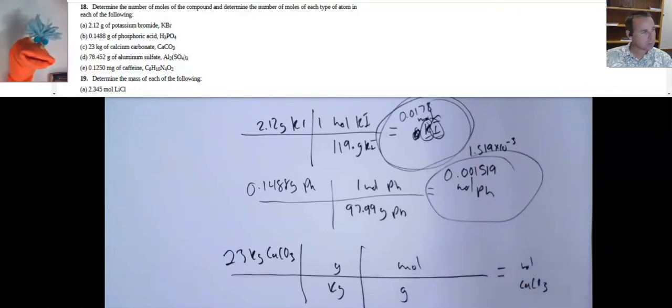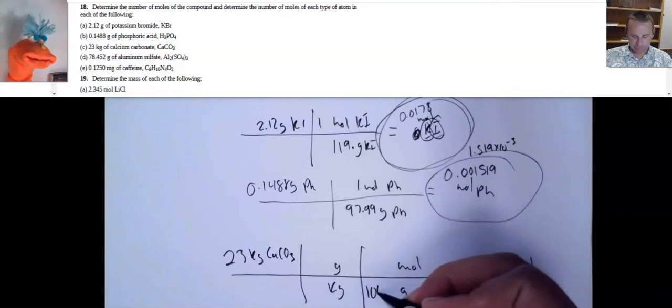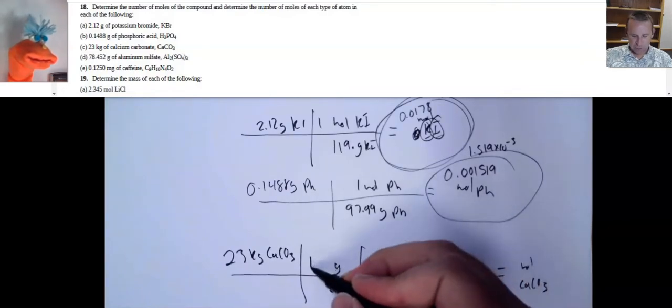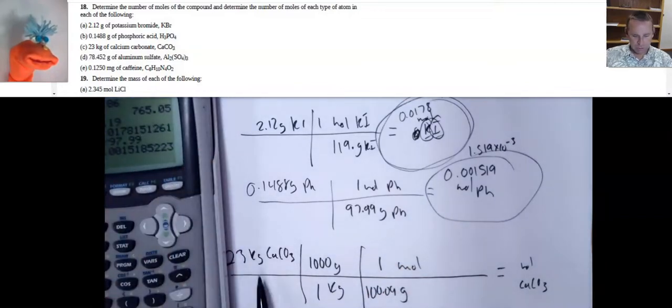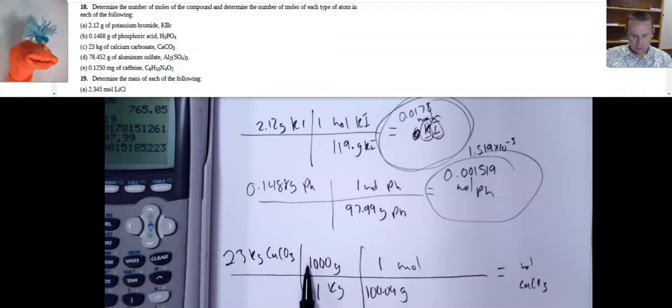You want to try it? I'll try. Molar mass of calcium carbonate. The molar mass of calcium carbonate is 100.09 grams per mole. Good job. And there's 1,000 grams for every kilogram. So 23 times 1,000 divided by 100 should be about 230 moles of calcium carbonate, right?